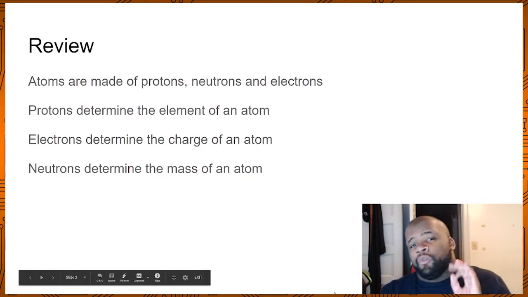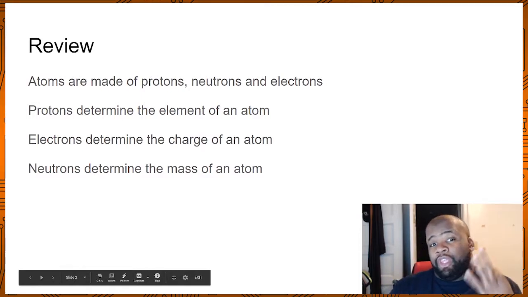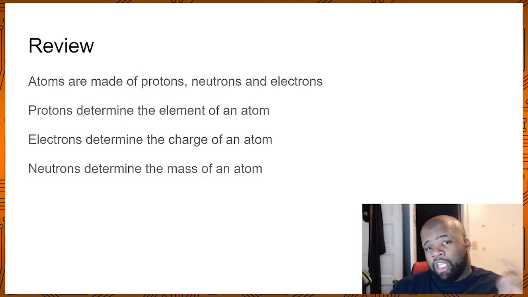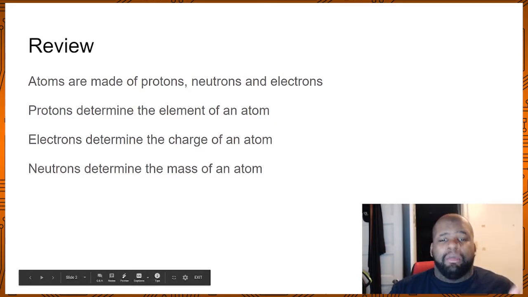First things first, review. Atoms are made out of three things: protons, neutrons, electrons. Protons determine the element of an atom. Electrons determine the charge of an atom. Neutrons determine the mass of an atom. I think previously I've said weight. It is technically more correct to say they determine the mass, not the weight.